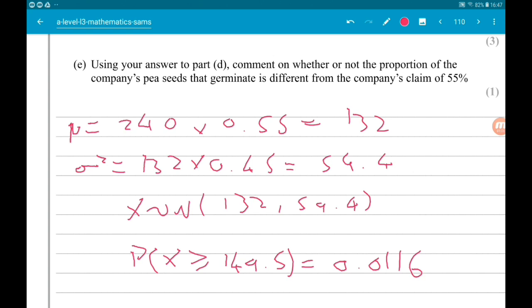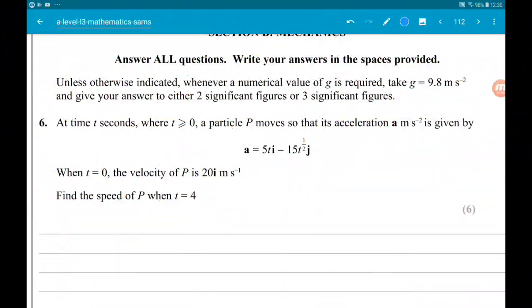And that, my beauties, is the stats done. Thank God for that. On we go with the mechanics. And mechanics, what you got?